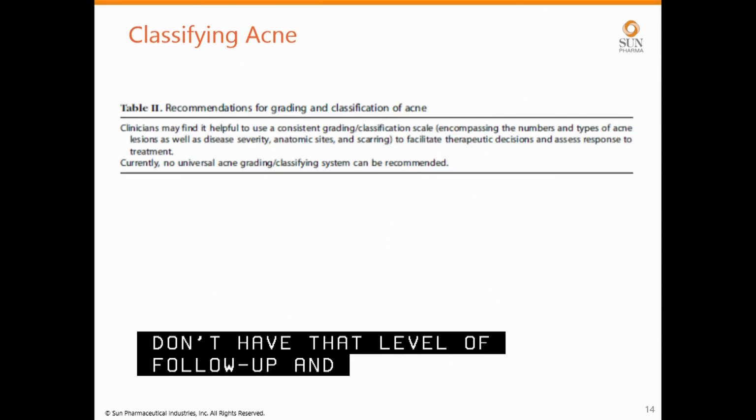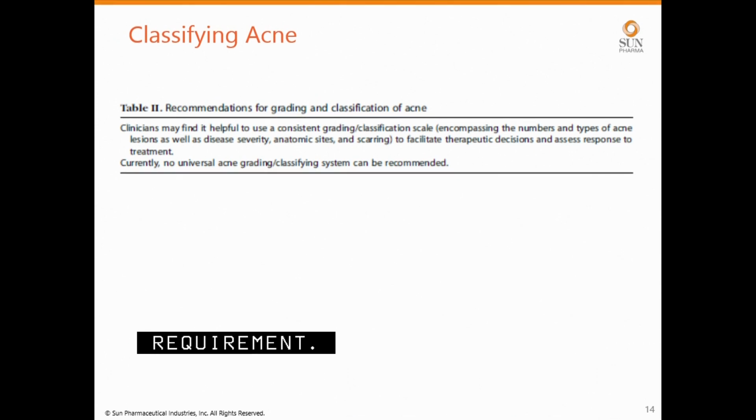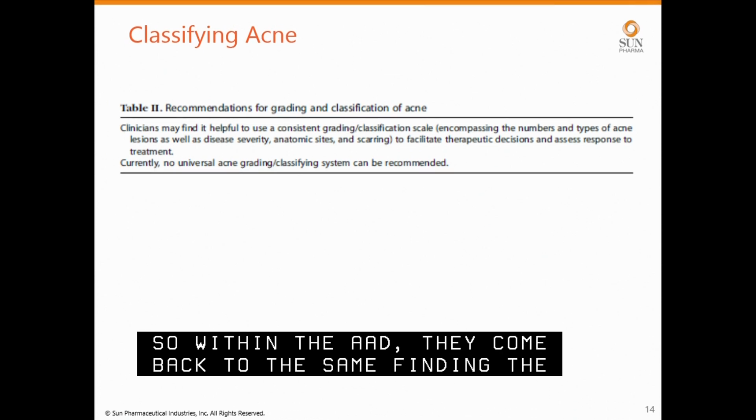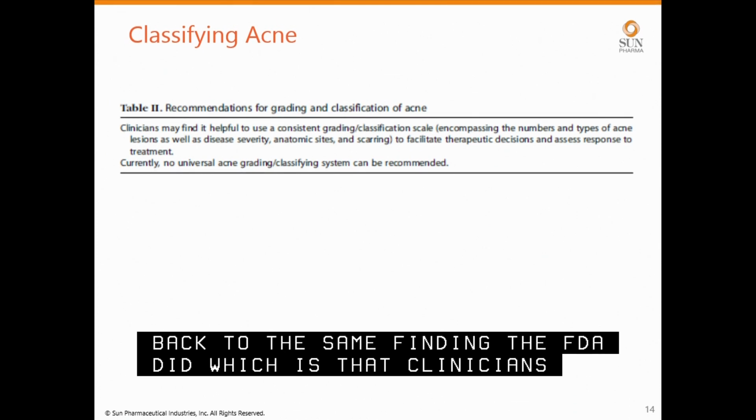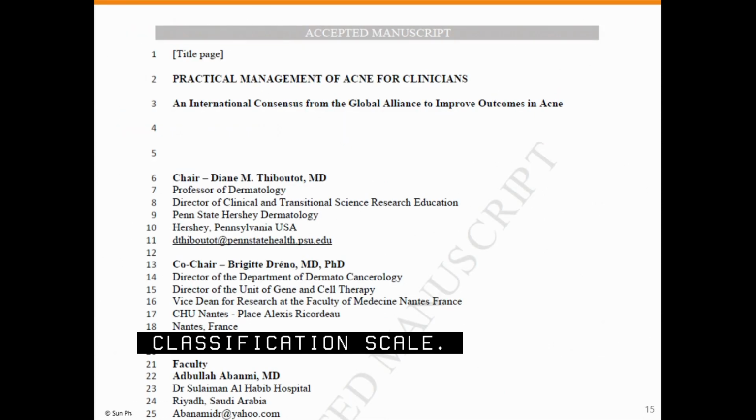And so again, within the AAD, they come back to the same finding that the FDA did, which is that clinicians may find it helpful to use a grading classification scale encompassing numbers and types as well as disease severity to facilitate therapeutic decisions, but no universal grading system can be recommended.